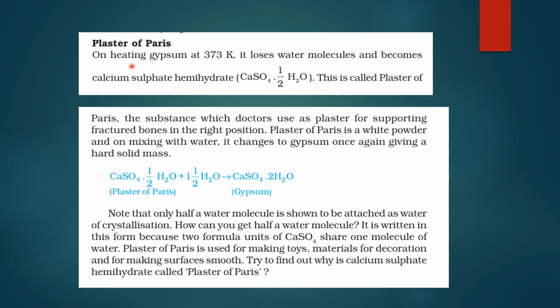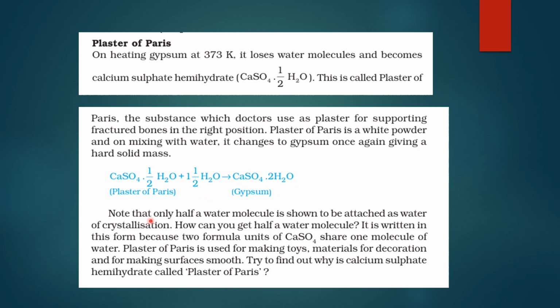So if we heat gypsum at 373 Kelvin or 100 degrees Celsius, it will lose water molecules and become calcium sulfate hemihydrate. So CaSO4.½H2O. This is called plaster of Paris, right? This is a substance which the doctors will use as plaster for supporting the fractured bones in the right position. तो प्लास्टर ऑफ पेरिस बेसिकली वाइट पाउडर होता है and if you mix water with it तो आप ये जिप्सम मिल जाएगा आपको जैसे CaSO4.½H2O plus 1.5 molecules of water, it gives CaSO4.2H2O.